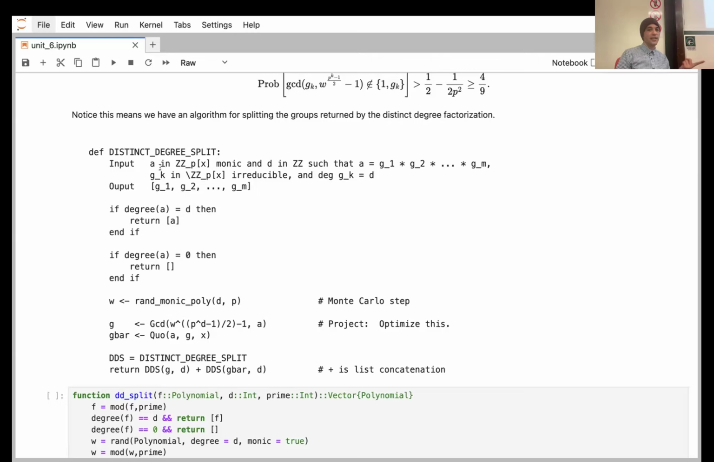So this one is going to take in a polynomial, which is monic, and that's assured to be the product of irreducible polynomials of equivalent degree. And we're going to output the splitting of those things. So in this case, G1 through GM are going to be irreducibles of degree D. And so if you give me a cubic and you're telling me that this is the product of all linear factors, what's going to come out of this is 3 linear factors. If you give me something of degree 8 and you're saying this is the product of quadratics, what's going to come out of this is 4 quadratics, or irreducibles.